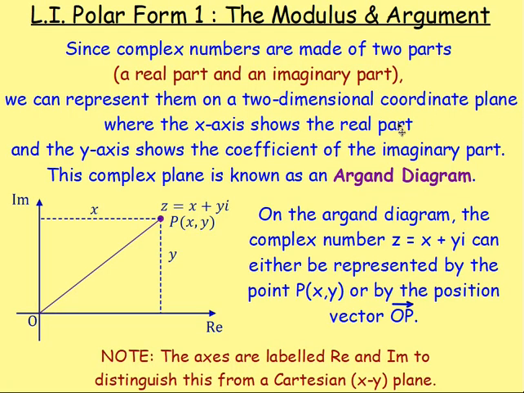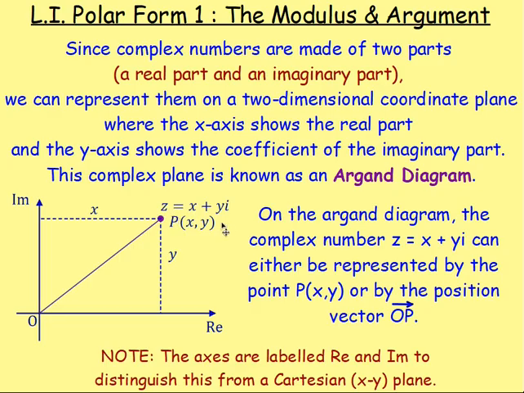We started off polar form by saying complex numbers are made of two parts, a real part and an imaginary part. So we could plot them on a plane with an x-axis and a y-axis. But because it's a complex number, we plot them on a complex plane, which is known as an Argand diagram. And with your Argand diagram, you're wanting to show the real part, that would be the x-axis, and the imaginary part, which would be the y-axis.